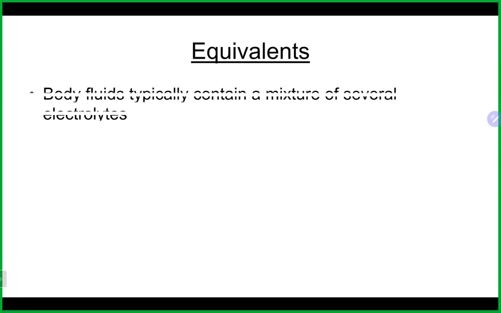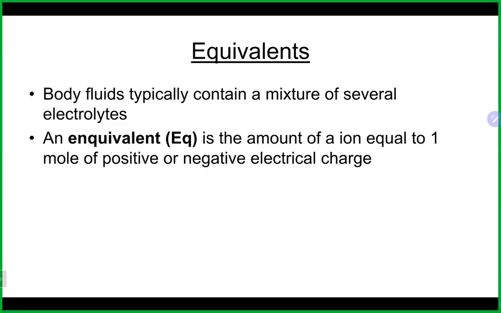So again, strong electrolytes and non-electrolytes will typically have one-way arrows. And again, weak electrolytes will have those two-way arrows. All right. The next thing we're going to talk about then are equivalents. Equivalents are oftentimes a unit that's used for solutions like IV bags, for example. And a lot of times IV bags are measured in equivalents per liter. So an equivalent is the amount of ion that is equal to 1 mole of positive or negative electrical charge.